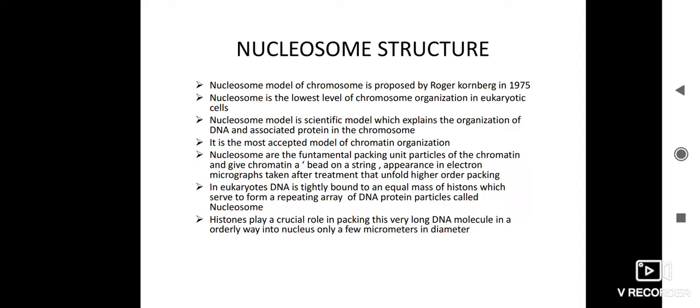Nucleosome structure. The nucleosome model of chromosome was proposed by Roger Kornberg in 1975. The nucleosome is the lowest level of chromosome organization in the eukaryotic cell. The nucleosome model is a scientific model which explains the organization of DNA and associated protein in the chromosome. It is the most accepted model of chromatin organization.